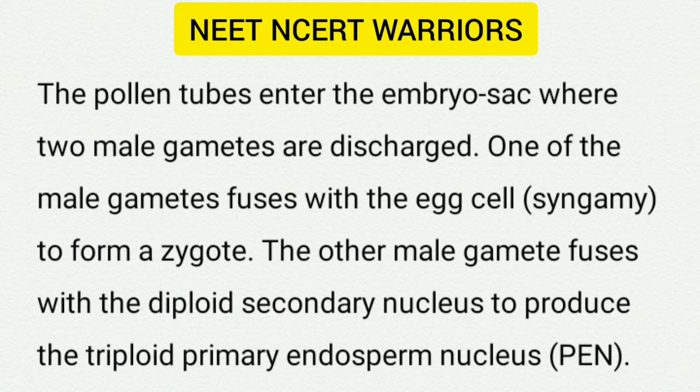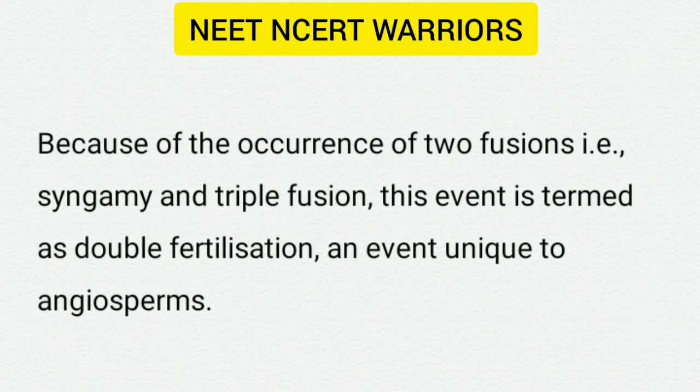One of the male gametes fuses with the egg cell, called syngamy, to form a zygote. The other male gamete fuses with the diploid secondary nucleus to produce the triploid primary endosperm nucleus. Because of the occurrence of 2 fusions, that is, syngamy and triple fusion, this event is termed double fertilization, an event unique to angiosperms.